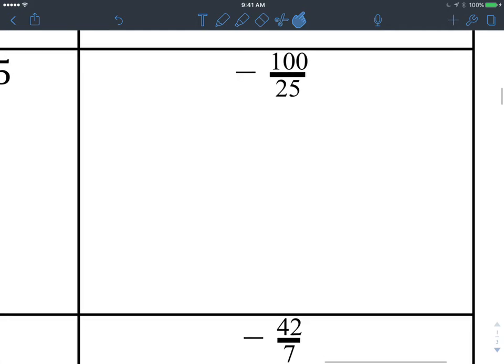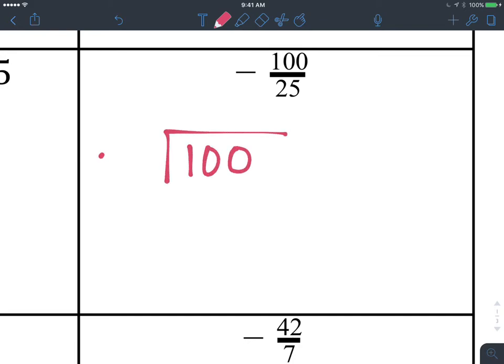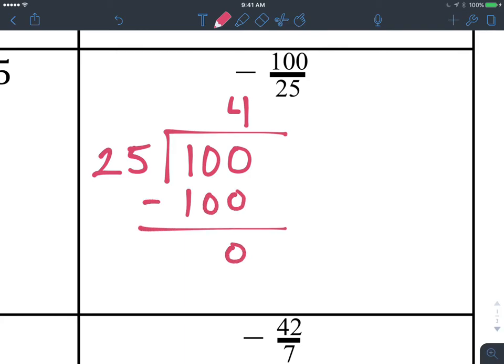Okay, let's check out the other one. Let's see if we get a mixed number or a whole number as an answer. We've got negative 100 over 25, so we're going to do 100 divided by 25. 25 goes into 100 4 times with a remainder of 0. And so the number in our answer is going to be 4. Now we have to ask ourselves, is it positive or negative 4? We only have one negative sign, and that means it doesn't have another negative sign to cancel out with. So the answer is going to be a negative 4.